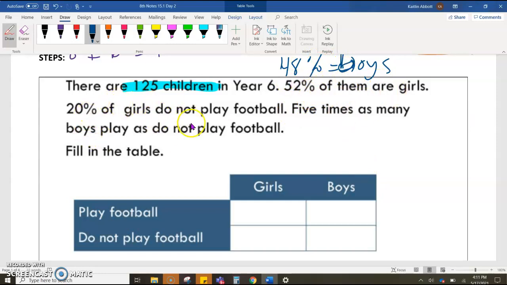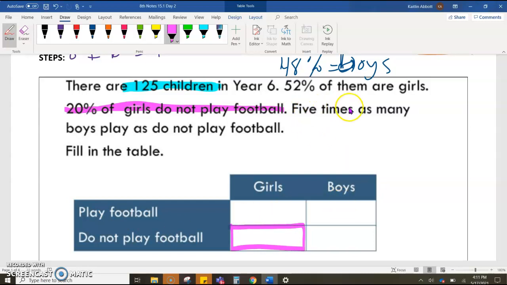20% of the girls do not play football. So this sentence, 20% of girls do not play football. Here's a do not play football, and here's a girl. So that sentence is going to fill in this box.